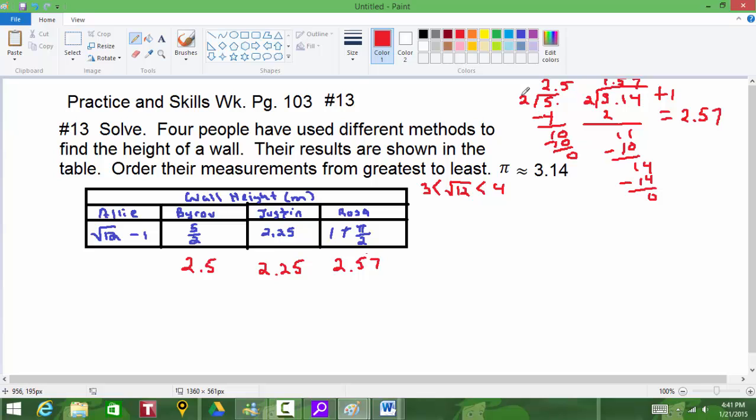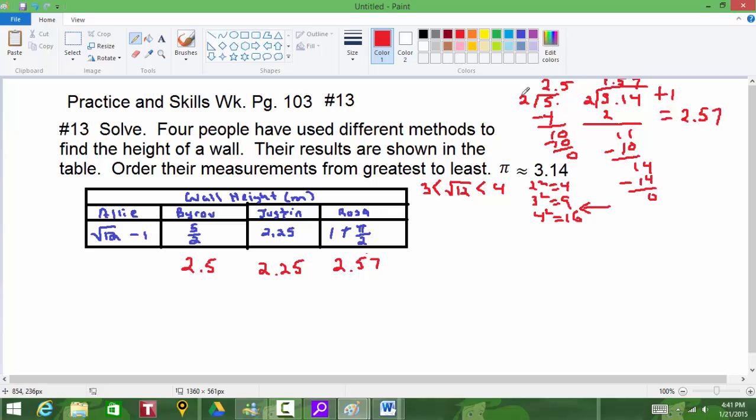If you're not sure where that comes from, if I go 2 squared, I get 4. If I go 3 squared, I get 9. 4 squared, I get 16, and I know that 12 is somewhere between the 9 and the 16, so that's where the 3 and the 4 come from.